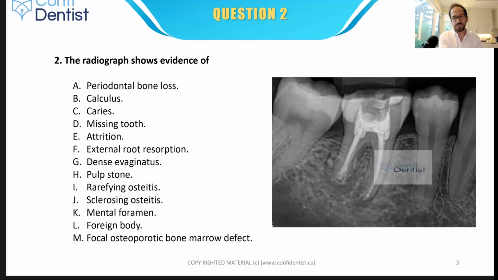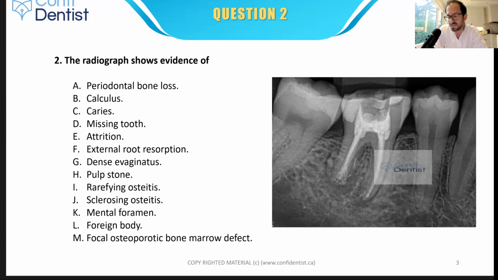Okay, so let's see. Most of you have selected periodontal bone loss. I'm just wondering, where do you see the periodontal bone loss? Just tell me the surface. Horizontal bone loss between premolars and molars. Nope, there is no periodontal bone loss. So all of you who selected periodontal bone loss, your score is 0 for this question.